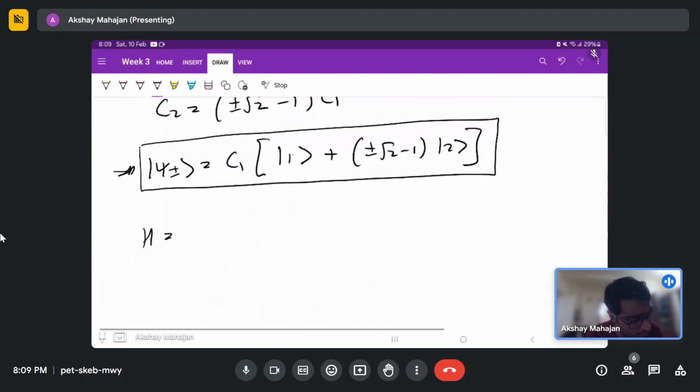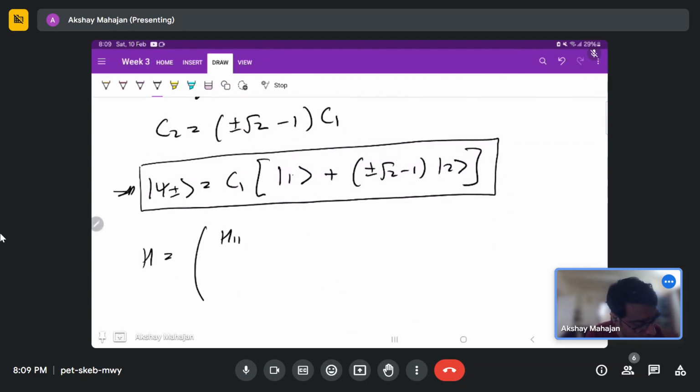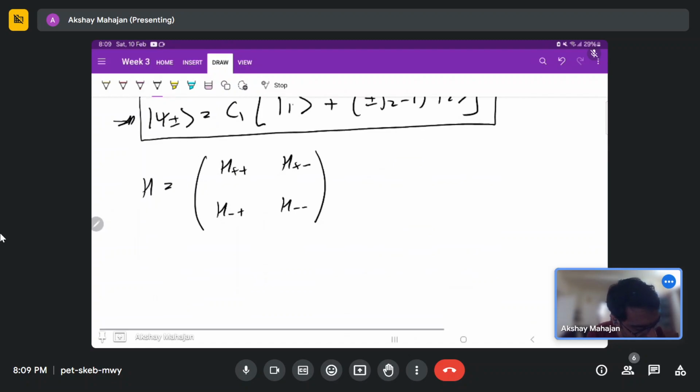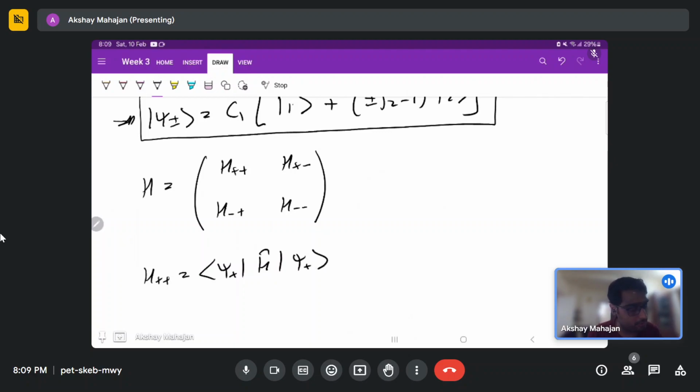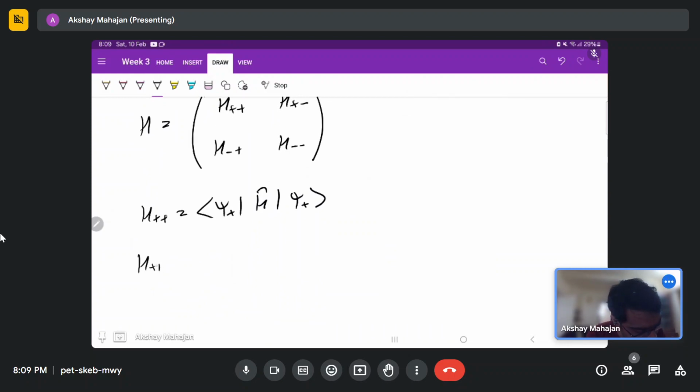So the matrix H, as we have found earlier, will be given by H plus plus, H plus minus, H minus plus, and H minus minus, where each matrix element is like H plus plus equals psi plus H cap psi plus. Similarly, H plus minus equals psi plus H cap psi minus. That is how you have to solve it.